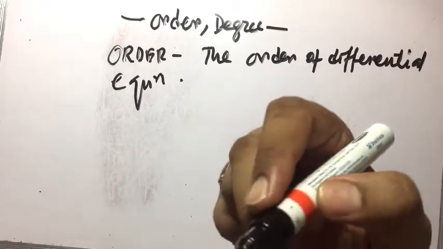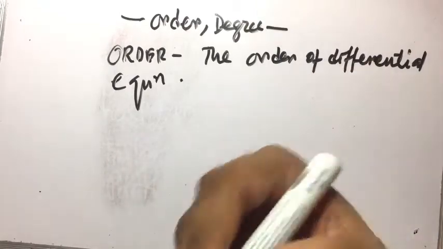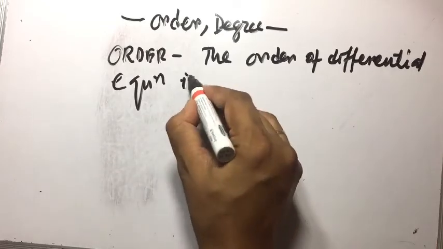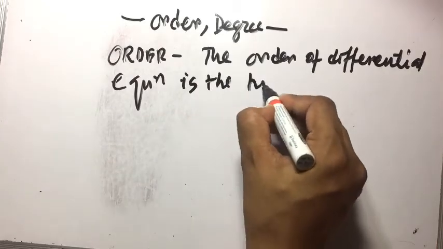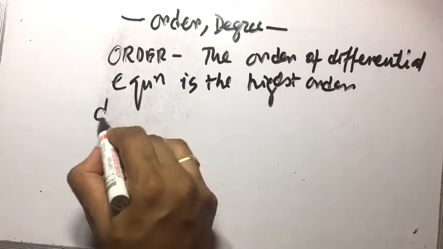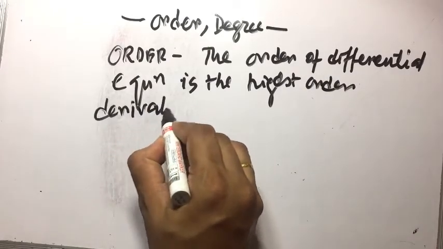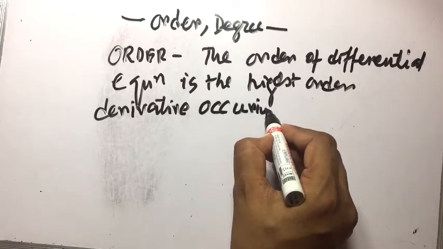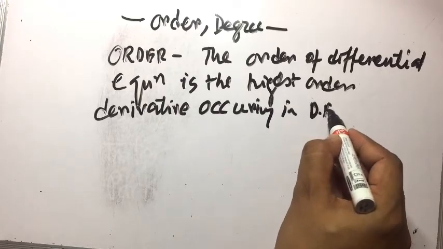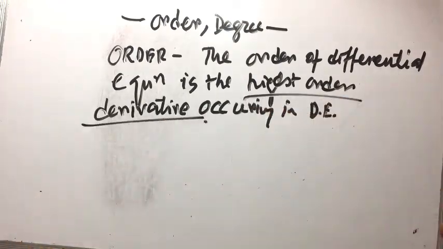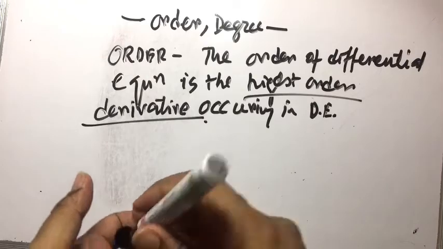The order of a differential equation is the highest order derivative occurring in the differential equation. So the highest order derivative is known as the order. And degree.